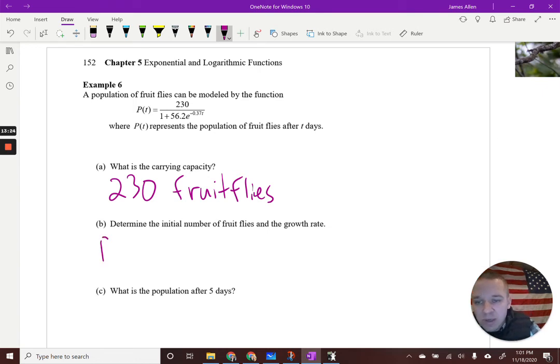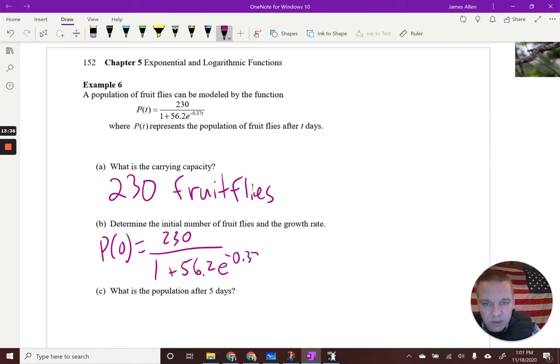So let's do that. Let's do P of 0 is equal to 230 divided by 1 plus 56.2 e to the negative 0.37 times 0, because I'm substituting in 0 for T. So anything to the 0 power, because this is going to be 0 up in the exponent here, anything to the 0 power is 1. So I have 1 plus 56.2, so 57.2 would be in my denominator.